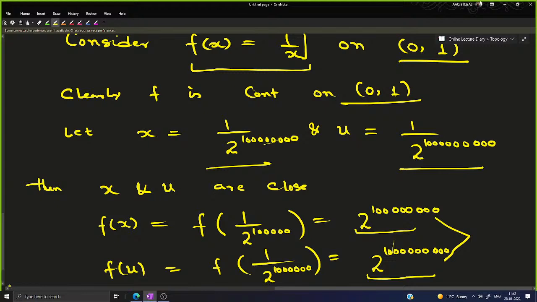If you look here, actually the problem is that the function f is not uniformly continuous. That is why you are not getting this kind of thing here. Although x and u are close, their images are not close. So it seems to be a problem, meaning there are points which are very close. If you look at this x and this u, they are very close to each other. But the moment you take their images, there is a lot of distance between these images. And the problem is actually the non-uniform continuity, because your function f is not uniformly continuous on 0 1.